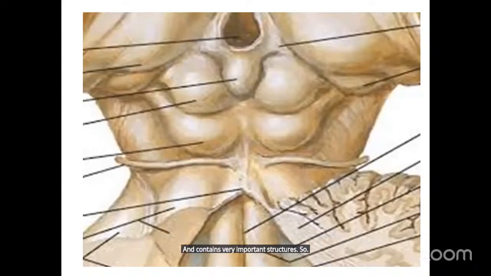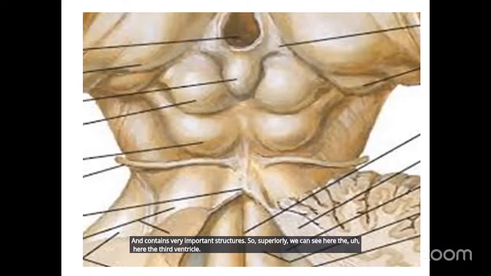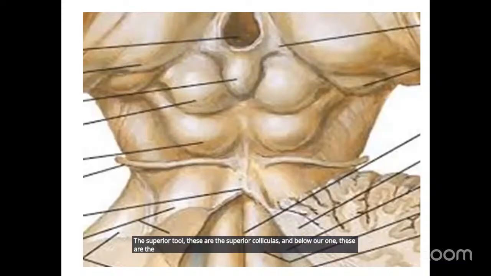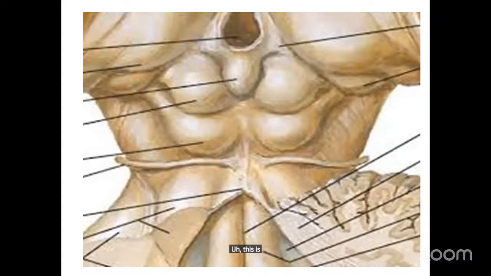So superiorly, we can see here the third ventricle, and we can see the four bulgings on the lateral side, two above and two below. The superior two are the superior colliculus, and the lower two are the inferior colliculus, and this is the pineal gland.